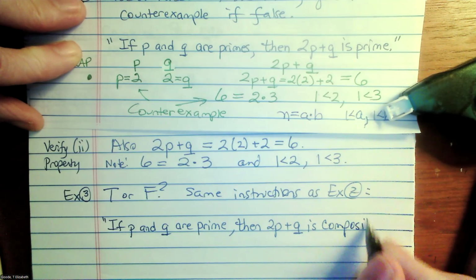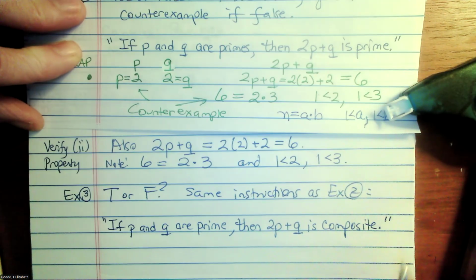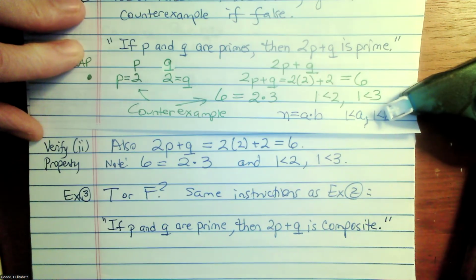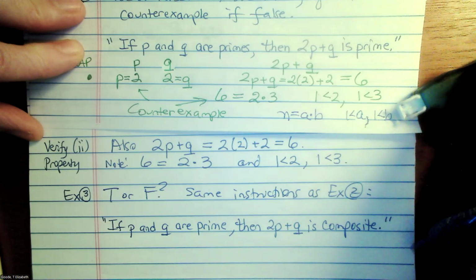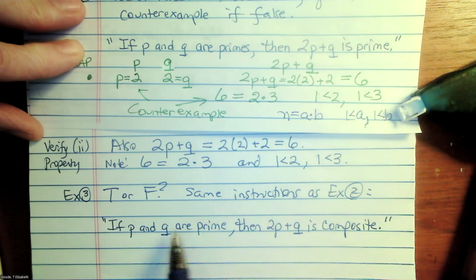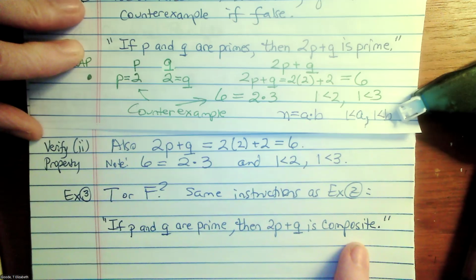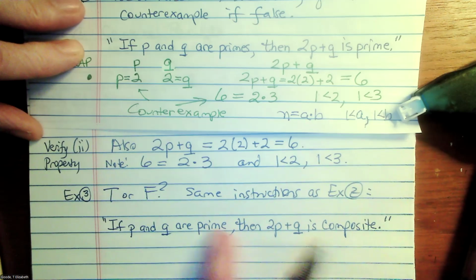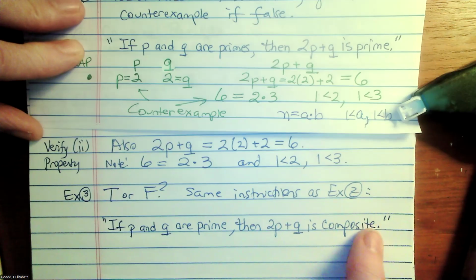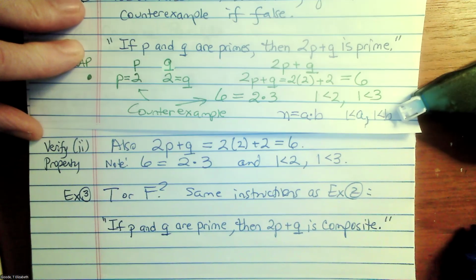Now, we found an example where it turned out that 2P plus Q is composite, but this statement is claiming that 2P plus Q is always going to wind up to be composite, right? Because this is an if-then, which is a universal statement. So what do you think? Do you think we're going to be able to find a counterexample to this, or do you think it's always going to turn out to be composite?